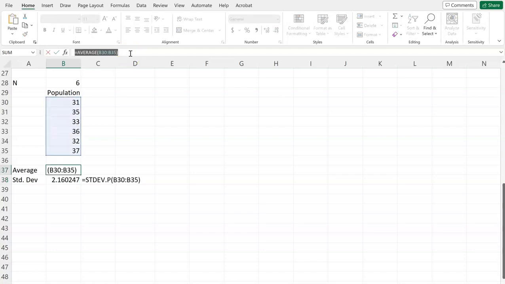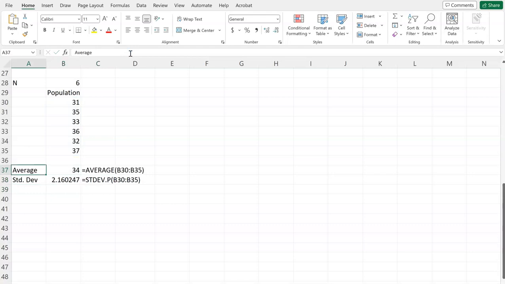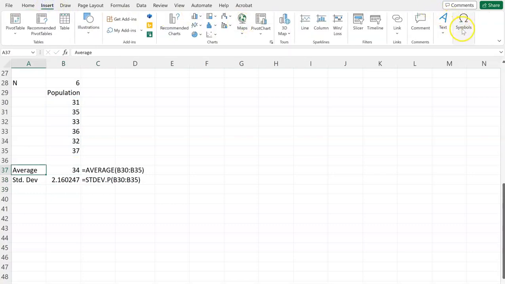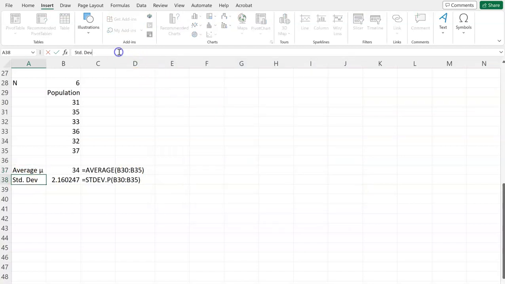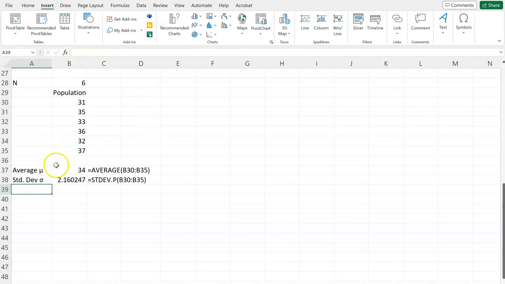Using the terms that we have learned already, instead of writing average, I can go to symbols and write the population mean as mu. And the population standard deviation could be sigma. So I'll write those here. Now we know that using mu and sigma, these are our population average and population standard deviation.